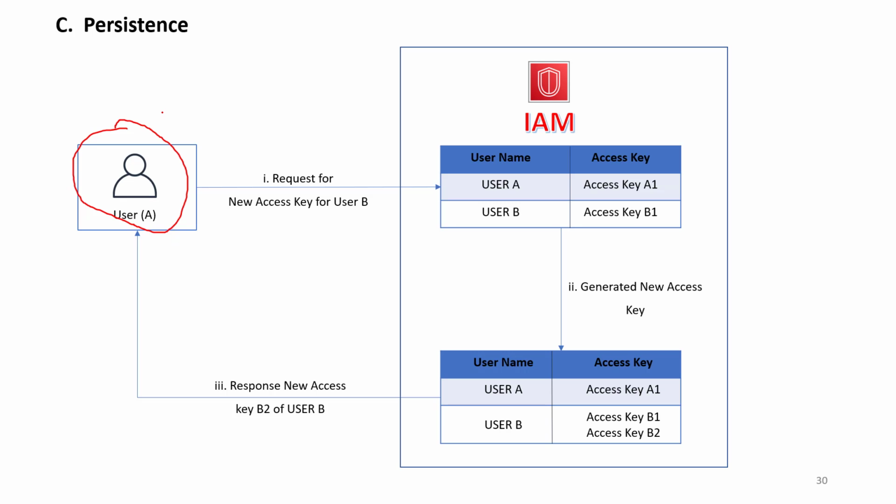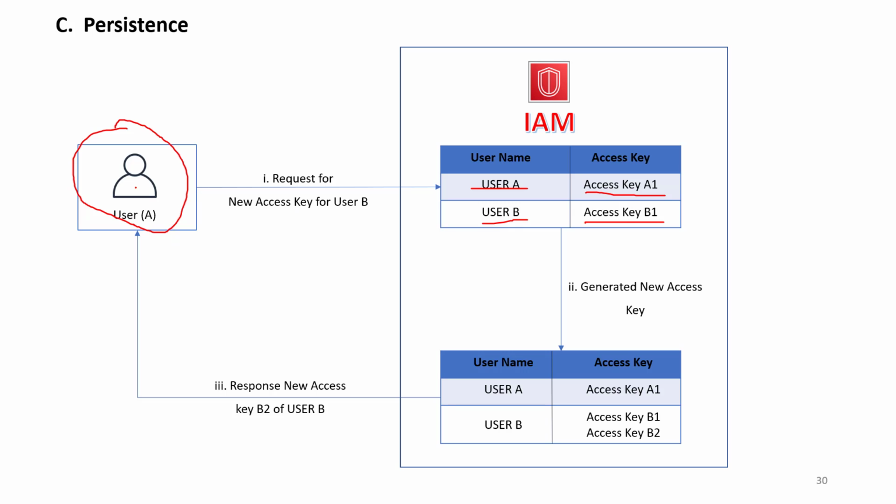For a user, you can create up to 2 access keys. So you can see here we have a user A and user B. Each user has a single access key. This is the first case. Now what happens if you want to create a backdoor? You can request a new access key for user B, so you can use this access key for your future use.